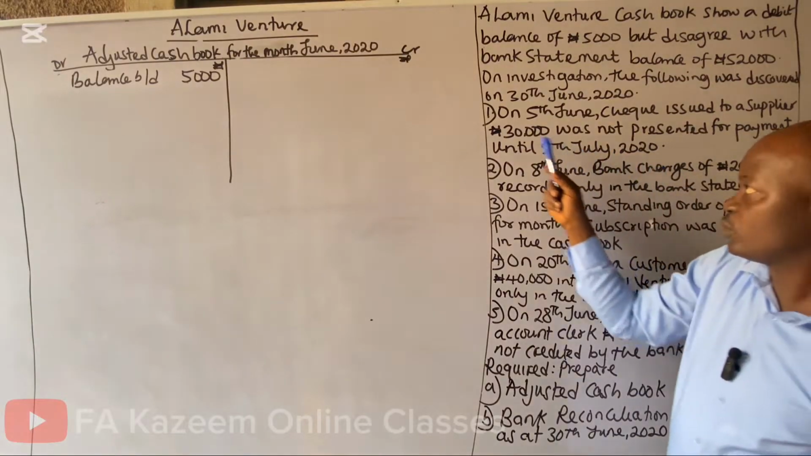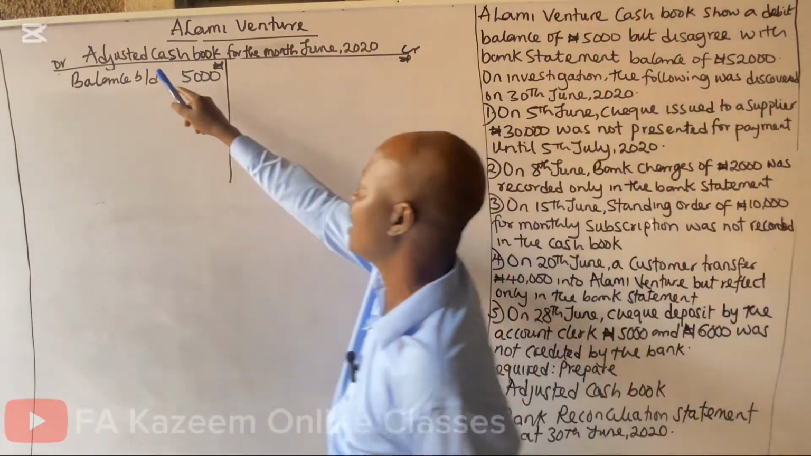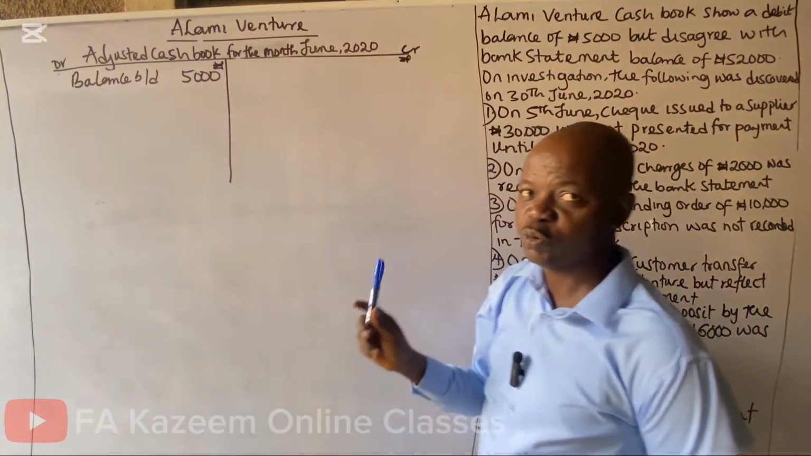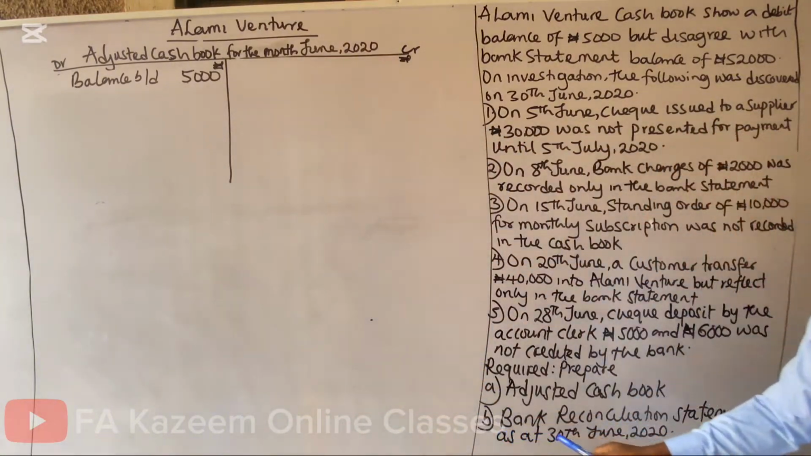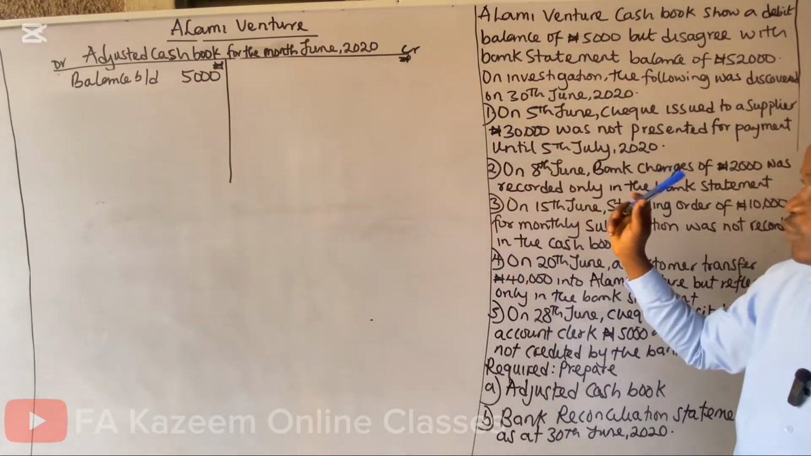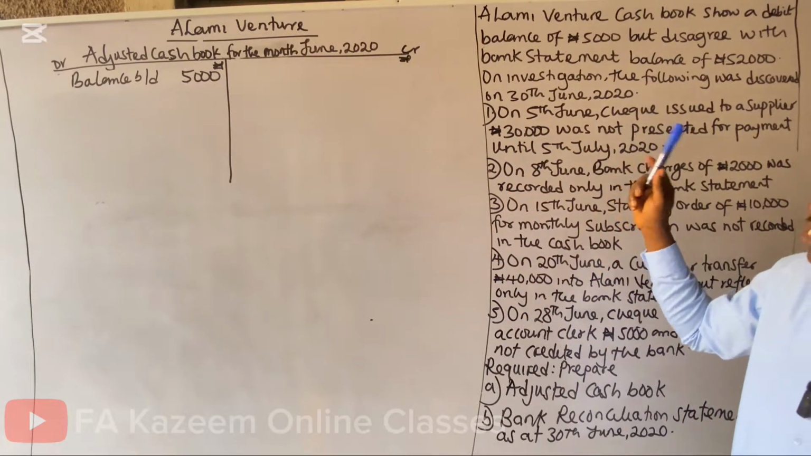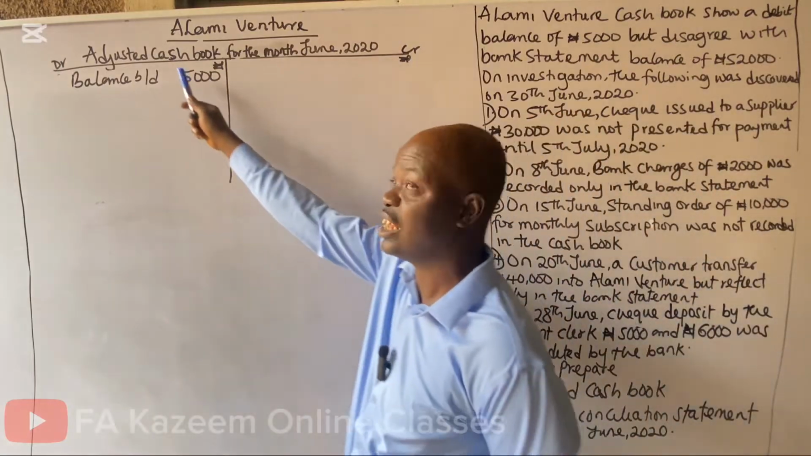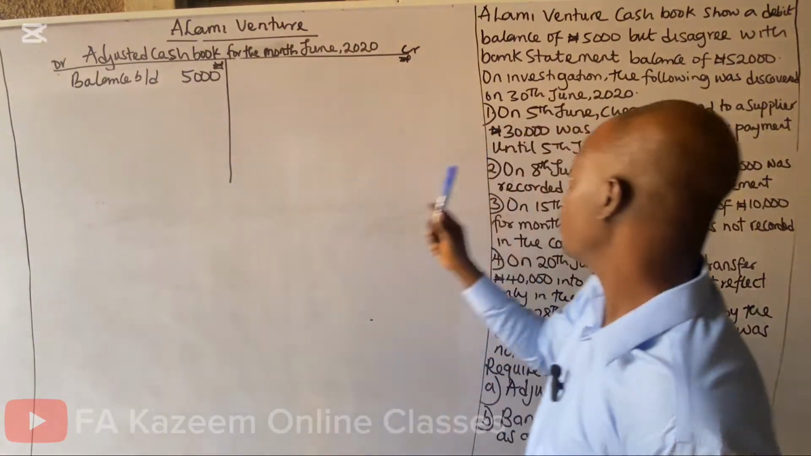Unpresented check, which is number one, has nothing to do with the adjusted cash book. It will be reconciled in the second requirement. Meaning, we have to jump number one. Please, students, note unpresented checks are not recorded in the adjusted cash book, and that's why we are not recording number one.